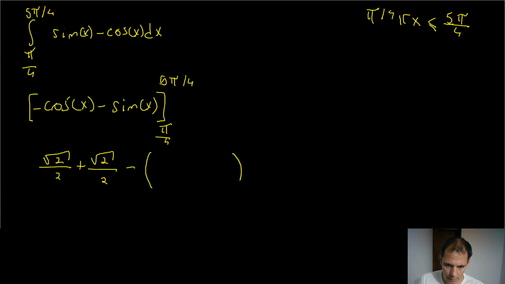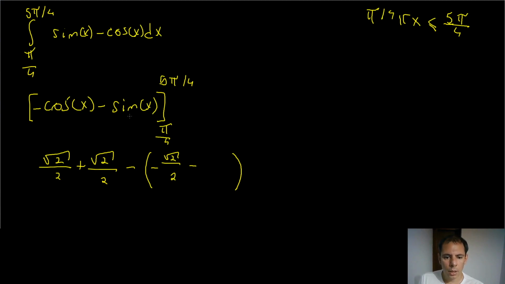And we do it like that. So what is the cosine? The minus cosine of pi divided by 4. Well, you see, the cosine of pi divided by 4 is square root of 2 divided by 2, with this minus, minus square root of 2 divided by 2. And then you have this minus here.